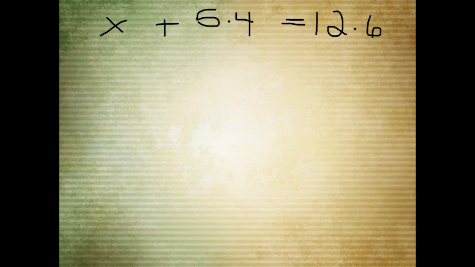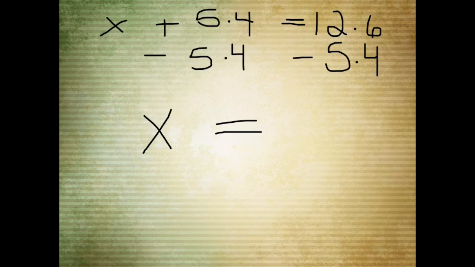Here is number 5, and we have some decimals to deal with. X plus 5.4, or 5 and 4/10, equals 12.6. We're going to go ahead and do the inverse of positive 5.4 and subtract 5.4 from the left-hand side. We'll need to do the same thing on the right-hand side. And as we do this, pretty easy. X is left over here. Put our big equal sign.